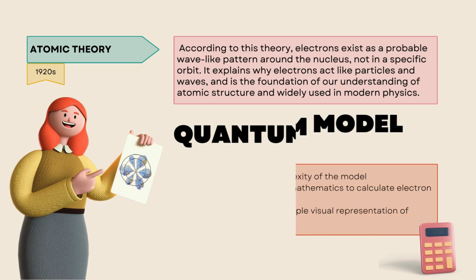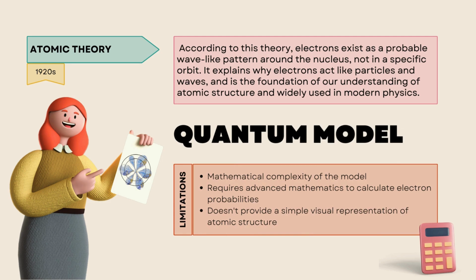It also has some limitations. This model requires advanced mathematics to calculate electron probabilities. It gives us much knowledge which helps us calculate the electron probability. It also doesn't provide a simple visual representation of atomic structure, as given by the planetary model, nuclear model, or plum pudding model.